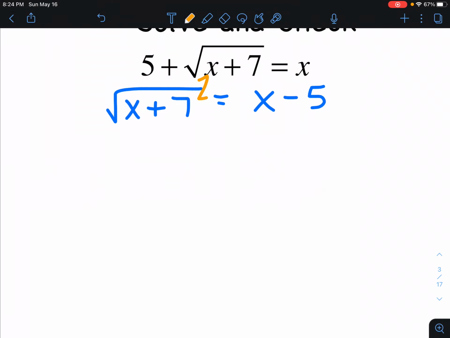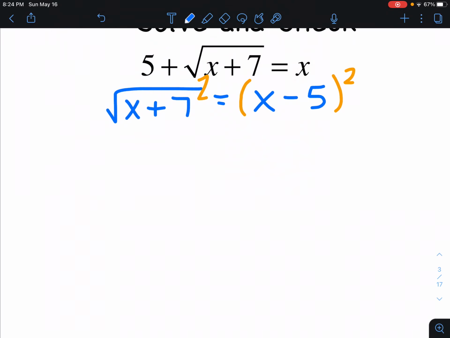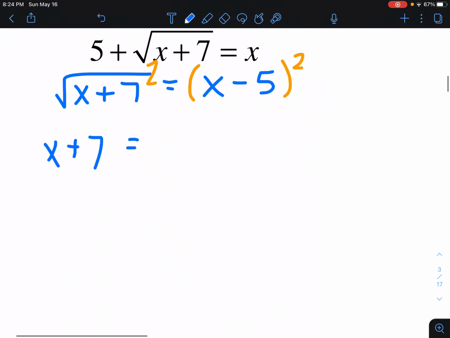square both sides. Now we have to be careful on the right. This is two terms, so we have to put parentheses squared. On the left, it's just going to cancel out the radical and the exponent. On the right, we got a bit of work to do, though. Unfortunately, we have a binomial squared, so that means we have to write it twice, and then we're going to have to FOIL and combine like terms.